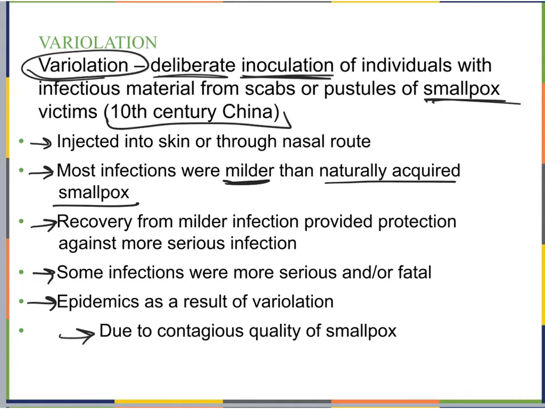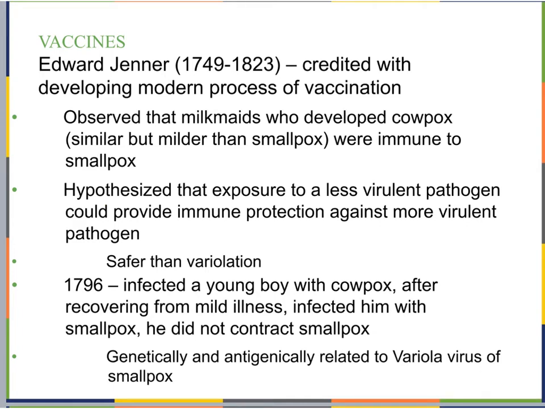And this is because it's so contagious. So even if they had this really mild reaction and a mild version of smallpox, they still were able to pass it along because, again, they had smallpox in their body. But even though we don't do variolation today, we do have things called vaccines. And Edward Jenner, alive 1749 to 1823, is credited with developing our modern process of vaccination. So kind of taking this situation and turning it into what we now know as vaccination.